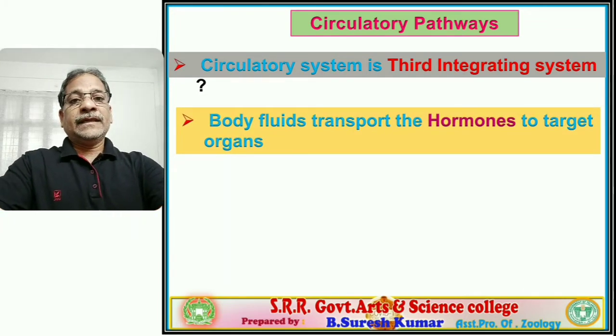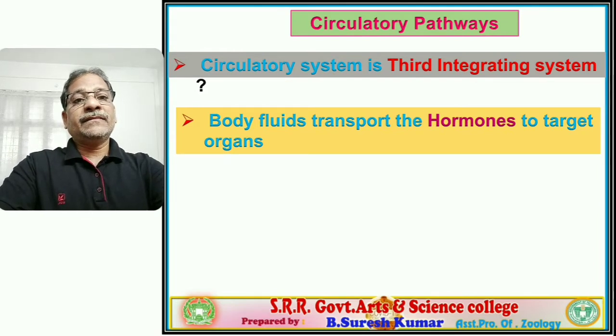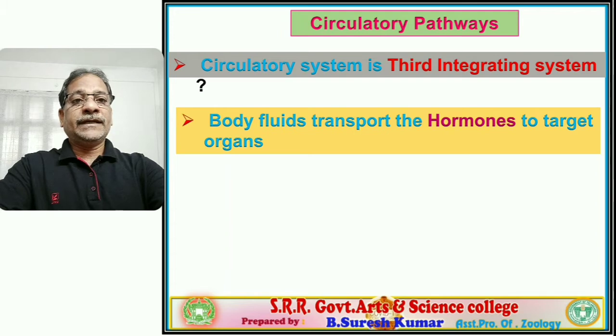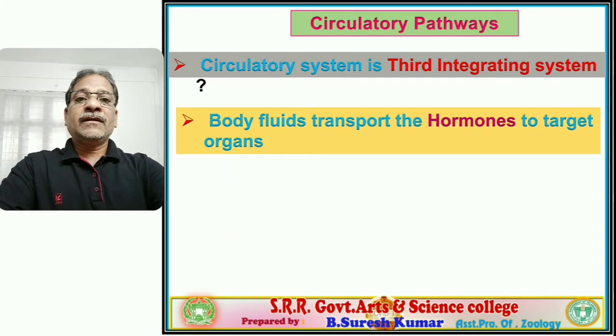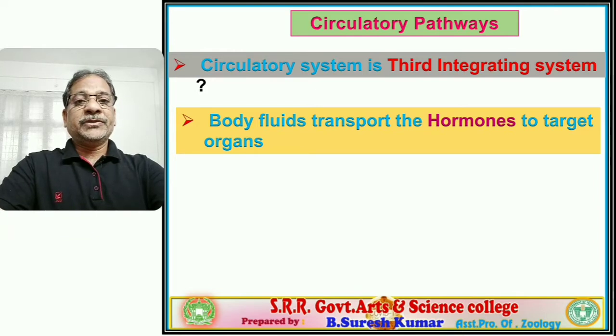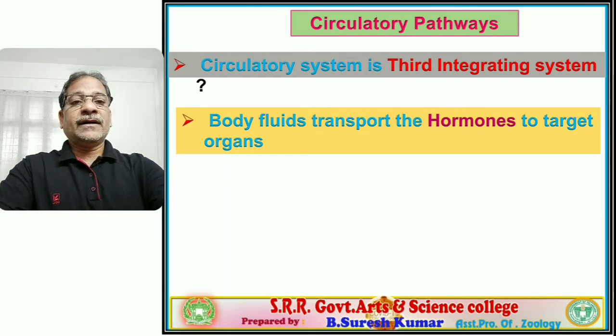Because in the circulatory system the main component is body fluids. What are our body fluids? In higher animals, blood is there, lymph is there. These two are body fluids. These body fluids are circulating fluid tissues; they circulate in vessels, pumped by the heart. Such body fluids transport the hormones to target organs.